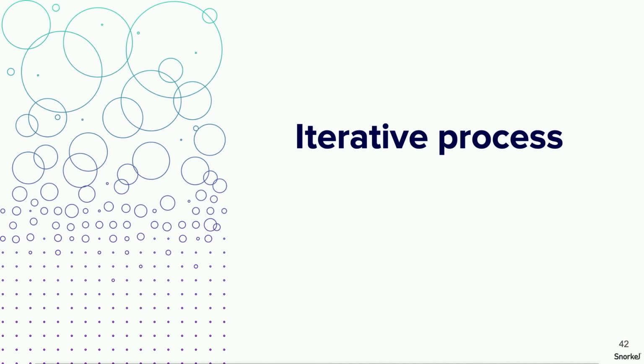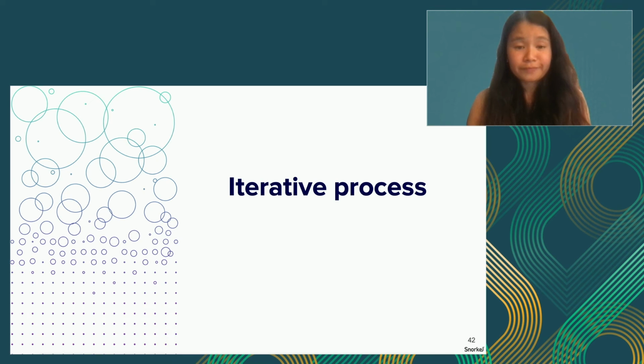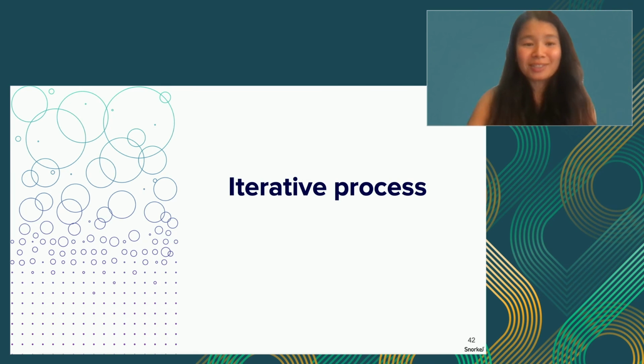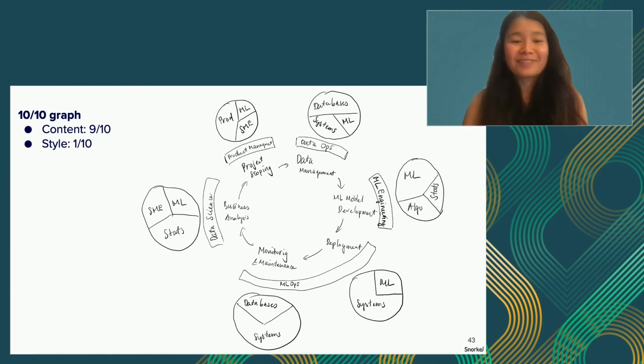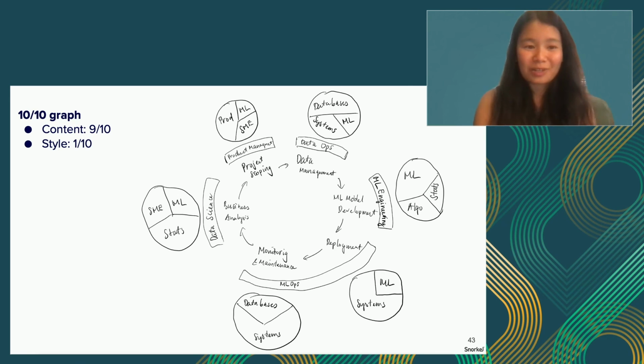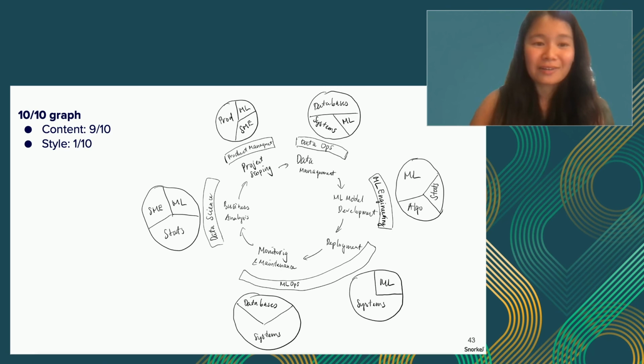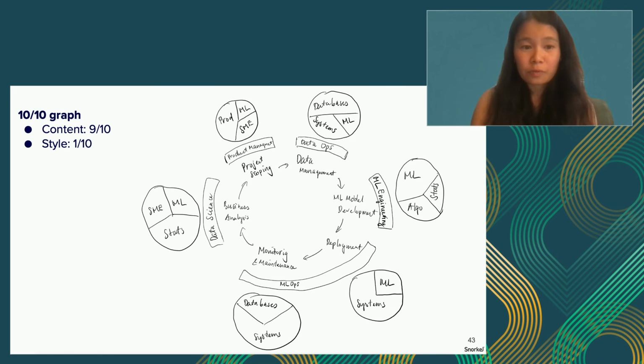So here's an iterative process for machine learning. This is what I call a 10 out of 10 graph: the content is 9 out of 10 and the style is 1 out of 10. I told the organizers that I wanted to use new materials for this talk, so this is still a work in progress. I'm trying to draw out the iterative process for developing machine learning systems.